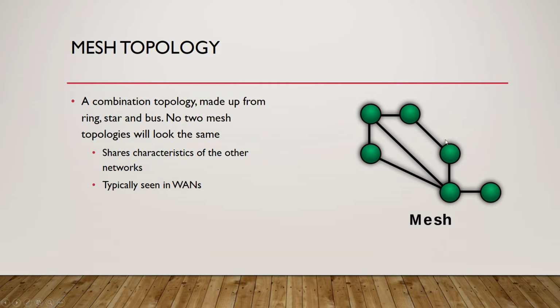The mesh topology tends to be used in terms of a wide area network. So each one of these nodes would be a local or metropolitan area network, and they would have some backbone connections between them. Usually these are high speed connections, fiber optic connections, super fast connections.